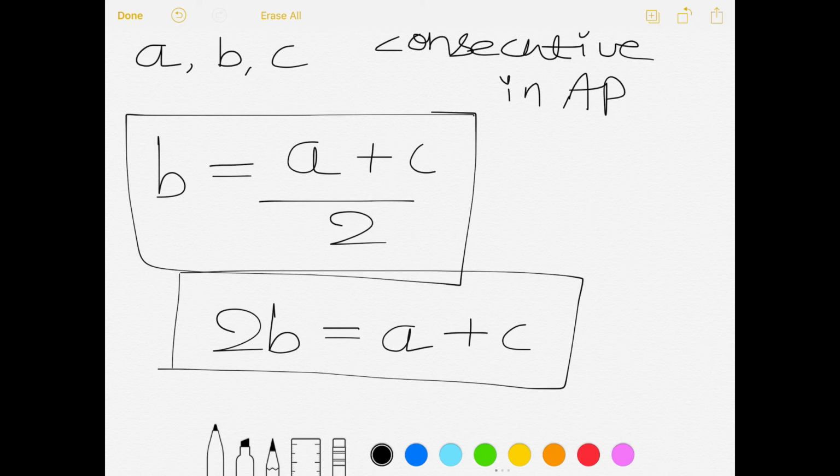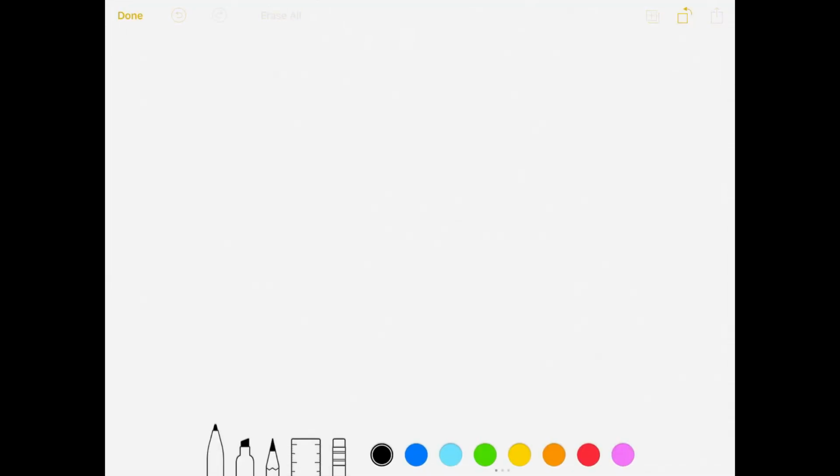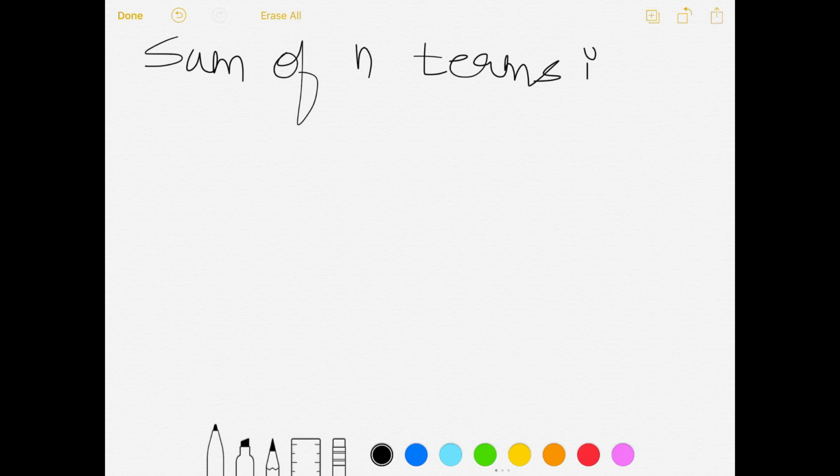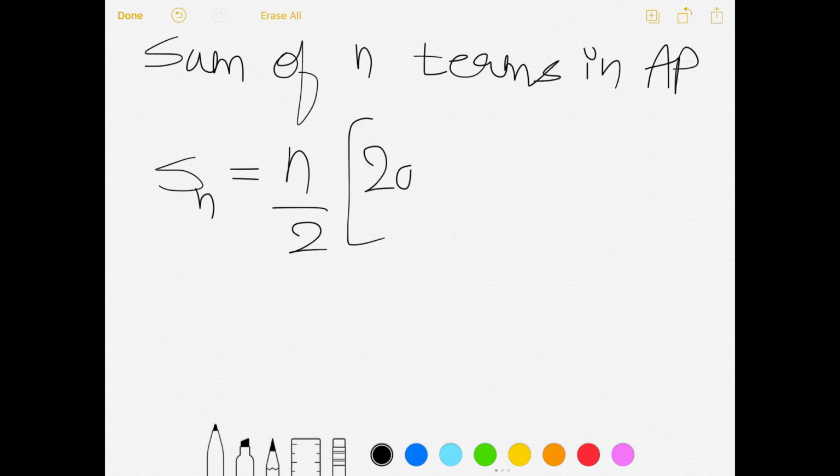Moving on to the next part, we have to find the sum of the first n numbers in an AP. Sum of n terms in an AP. कोई भी arithmetic progression में आपको n numbers का total find करना है. ठीक है, I'm writing the general formula. S of n is equal to n by 2 multiplied by 2a plus n minus 1 into d.